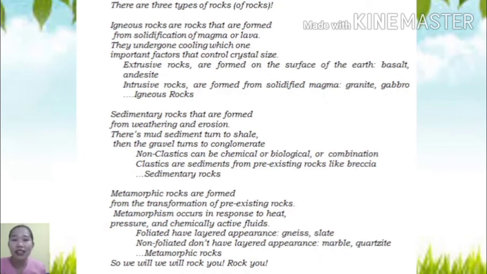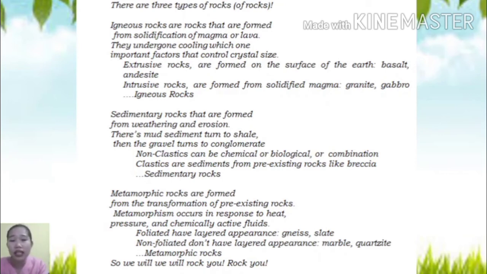Igneous rocks. Sedimentary rocks are formed from weathering and erosion. Small sediment turns to shale, then the gravel turns to conglomerate. Non-clastics can be chemical or biological or a combination. Clastics are sediments from pre-existing rocks, like breccia. Sedimentary rocks.